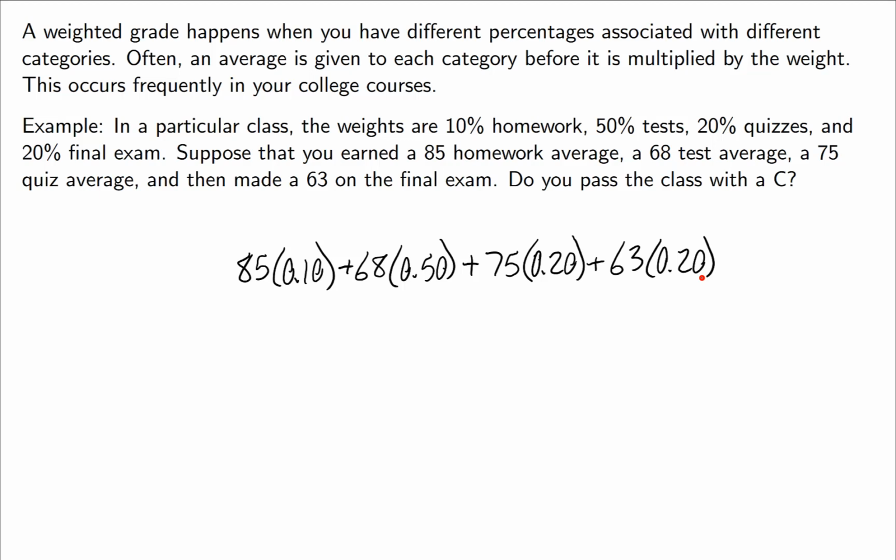This will give us our actual average in the class. I get a total score of 70.1. So did we pass the class with a C? Yes, we have a pass. You'll notice that the student didn't have the best test average or the best final exam score, but because they did their homework and they were keeping up with the homework enough to do okay on the quizzes, they ended up passing the class even though their test scores weren't perfect.